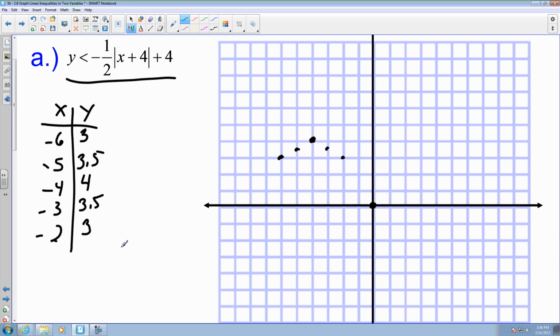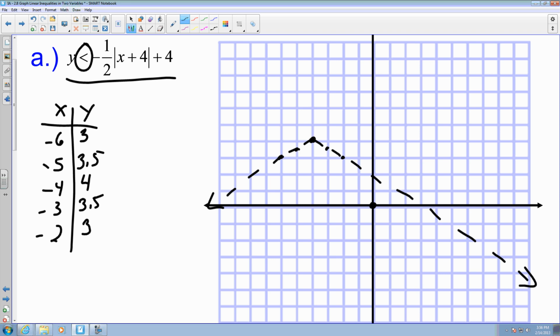Okay. So now I have to see if I'm going to use a dashed line or a solid line. I'm going to use a dashed line because of my less than symbol. So there's my absolute value graph.